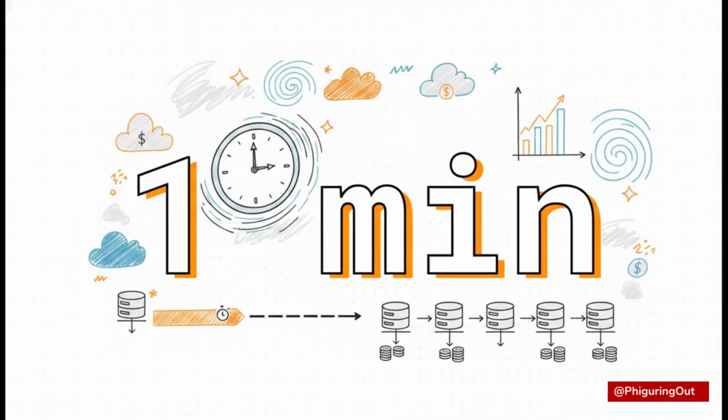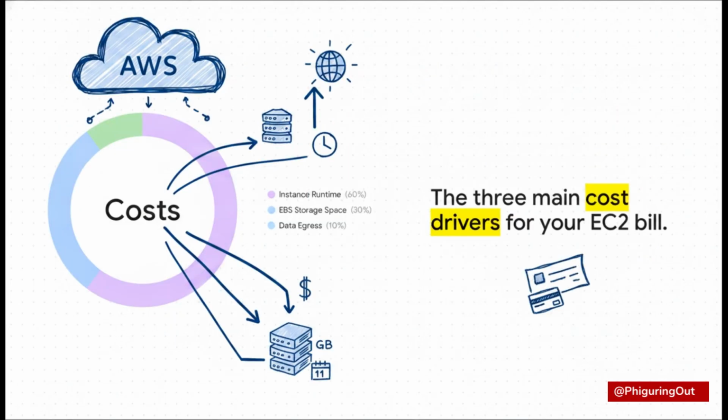1 minute. That is the absolute minimum billing cycle for an EC2 instance. The very second you pass that 60-second mark, you are billed strictly on a per-second basis depending on your instance type and OS. And this brilliantly illustrates what actually drives your bill at the end of the month.